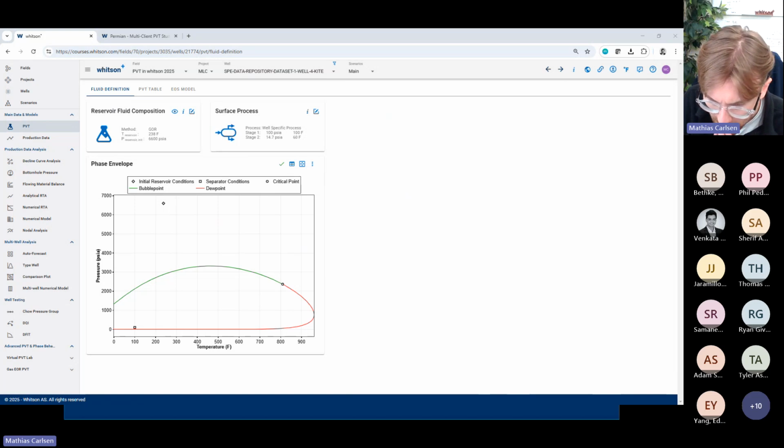So what is a typical increase in producing gas oil ratio relative to the initial Rs for solution gas drive reservoirs?